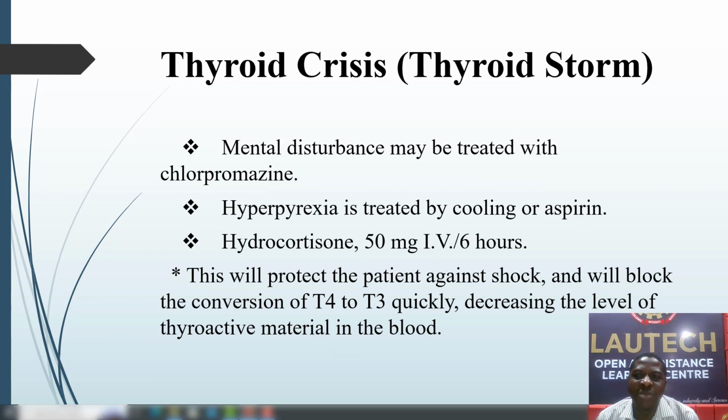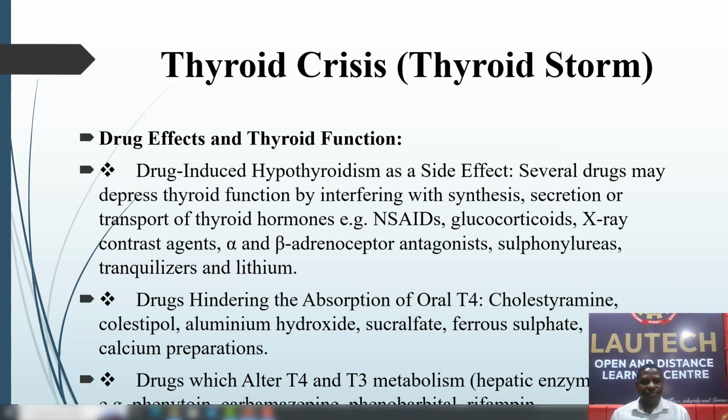Mental disturbance may be treated with chlorpromazine, that is Largactil. Then hyperpyrexia is treated by cooling or aspirin. Then hydrocortisone 50 milligram intravenous every 6 hours. This will protect the patient against shock and will block the conversion of T4 to T3 quickly, decreasing the level of thyroactive material in the blood.